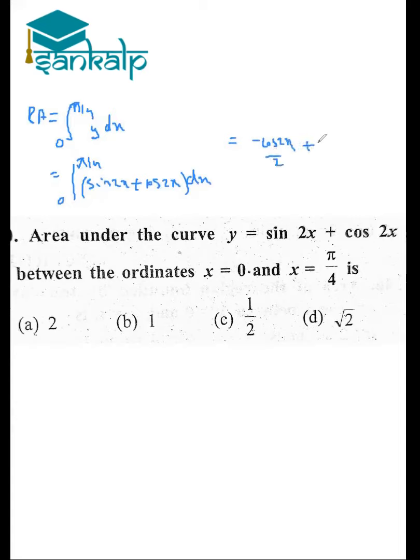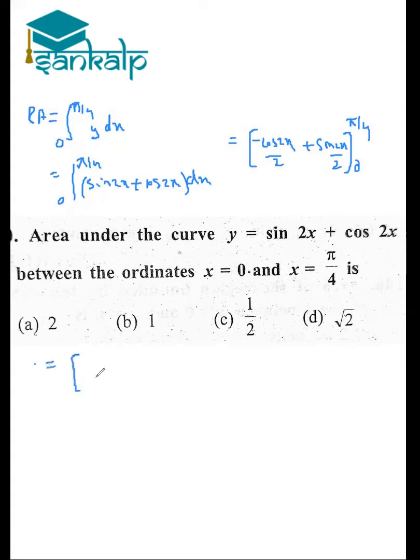Now the integration of cos 2x is sin 2x upon 2, under the limits 0 to pi by 4. So this will be equal to, further, this will be equal to.